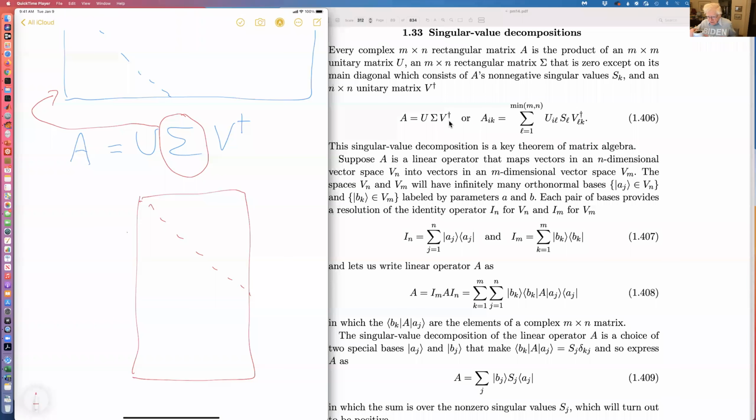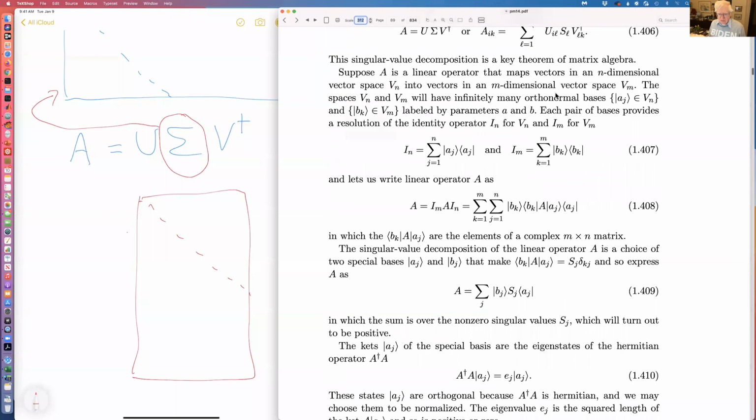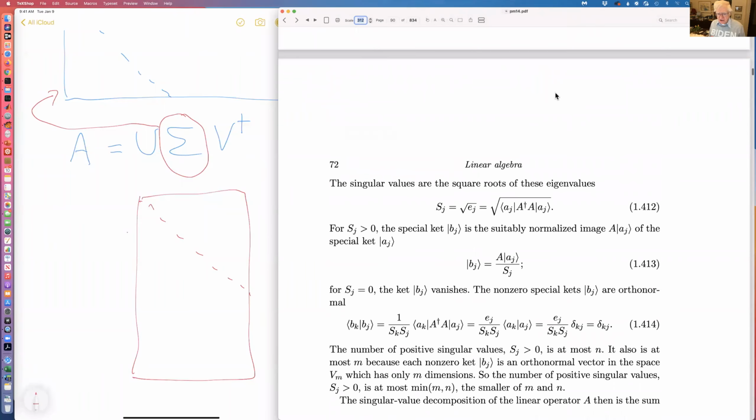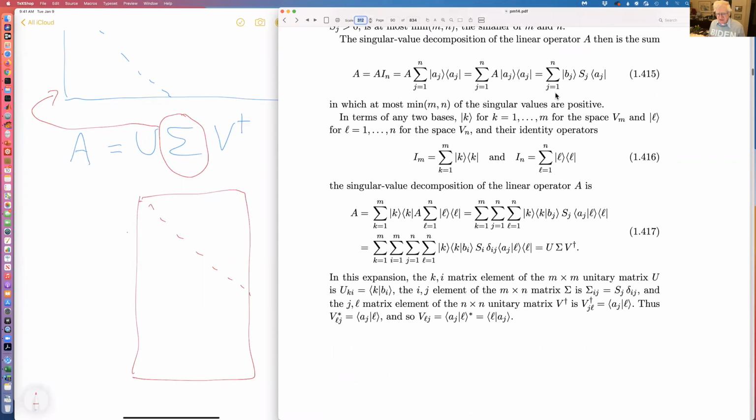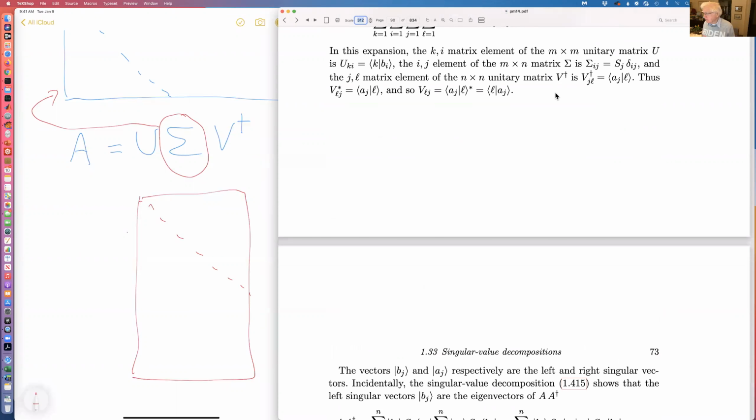And so that's the singular value decomposition. And in MATLAB, you can just type in SVD and bingo, it will give you the singular value decomposition.